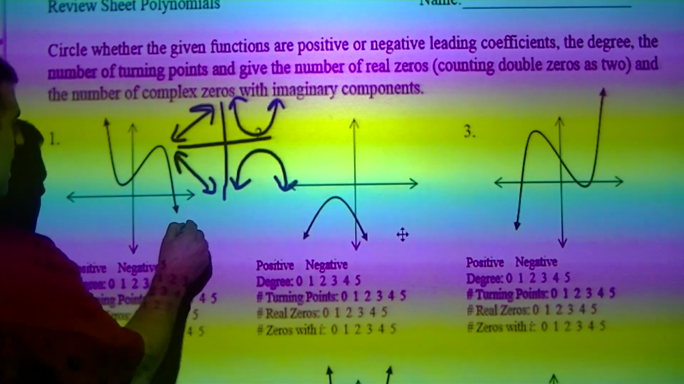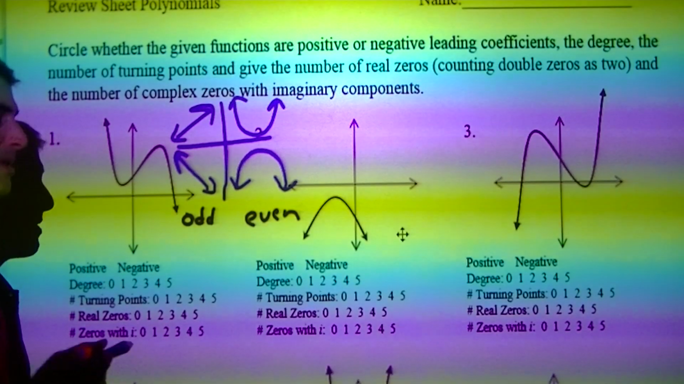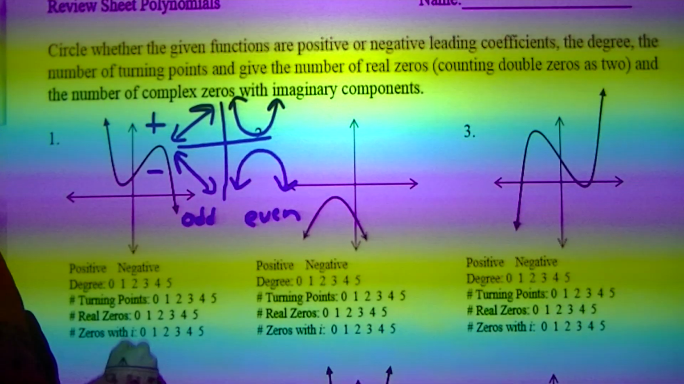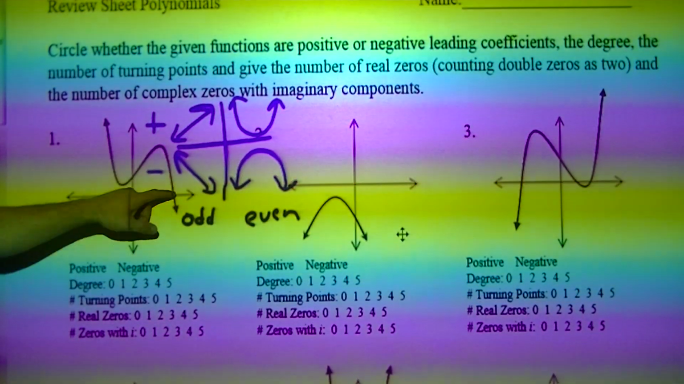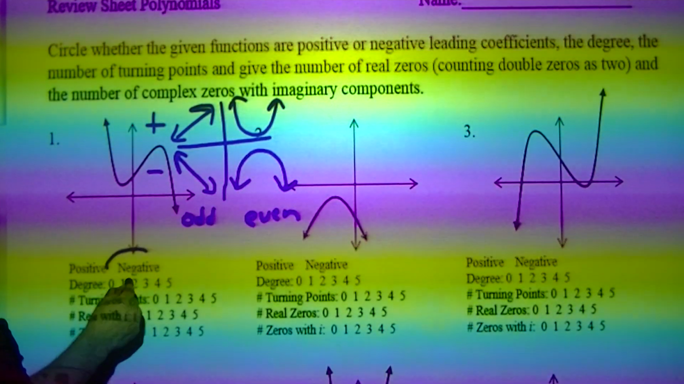These are going to be your odd exponents. These are going to be your even exponents, and we're talking about the biggest degree, okay? This is going to be your positive, and this is going to be your negative. So in this case, since mine goes this way, that's like this, so that's going to be a negative.